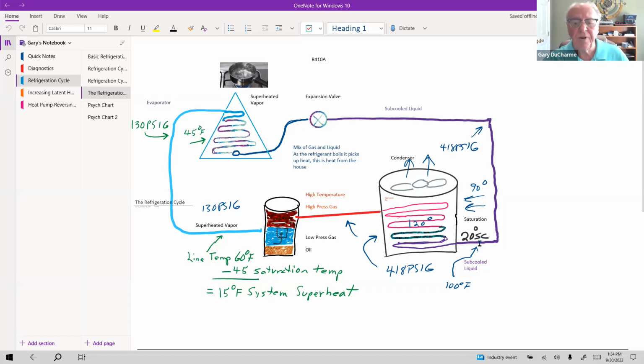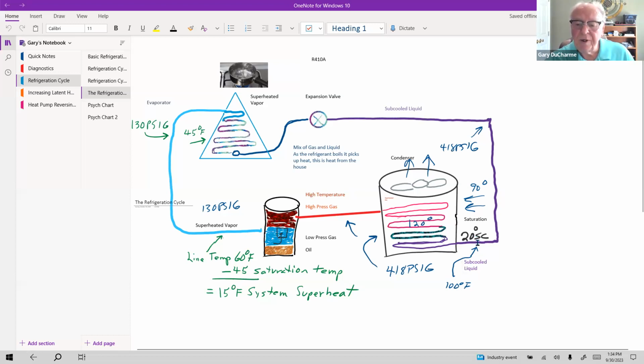We want subcooled liquid. And the manufacturer tells us exactly how much subcooling we need, because they know how much refrigerant has to be in this condenser at ambient conditions to make it full and subcool the liquid. So say we're at 120 degrees saturated temperature in the middle of the condenser at 418 psig with R410A. We come out of here, take a measurement, and measure 100 degrees. That's wonderful. That's great.